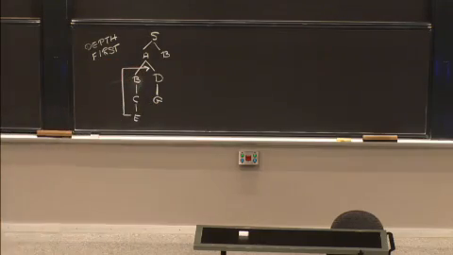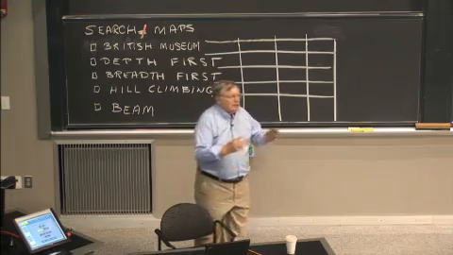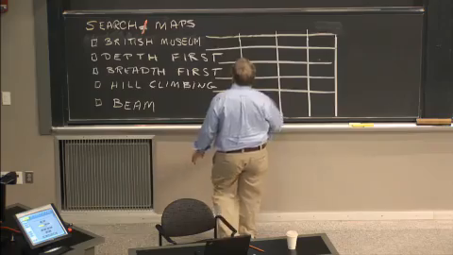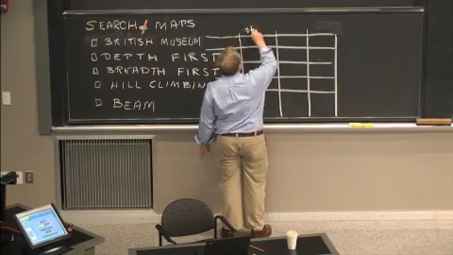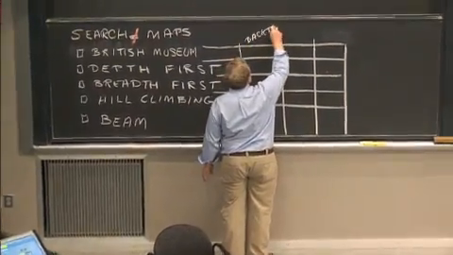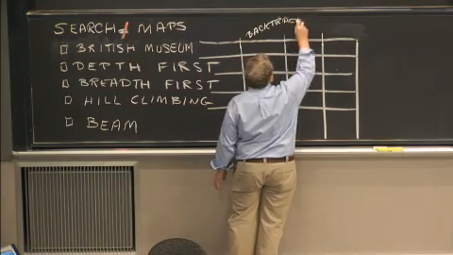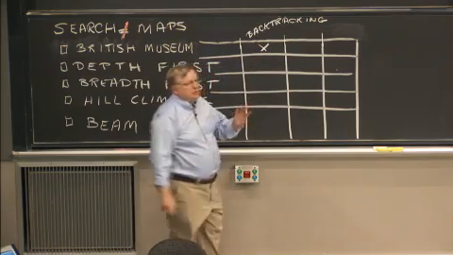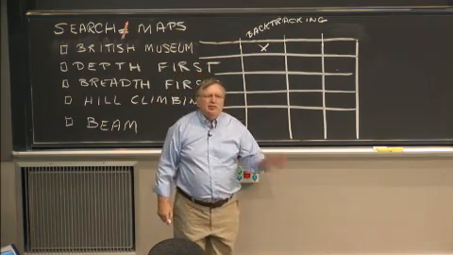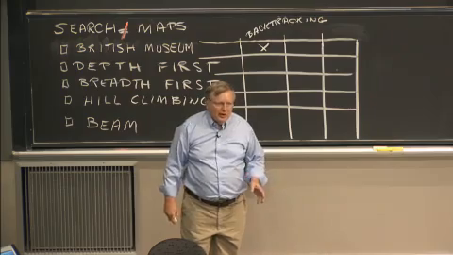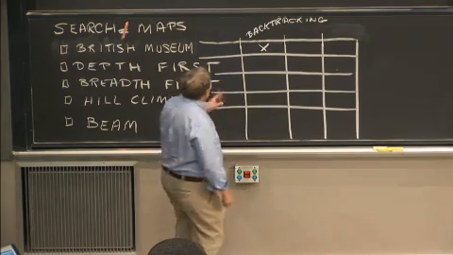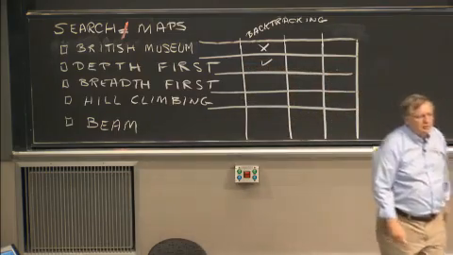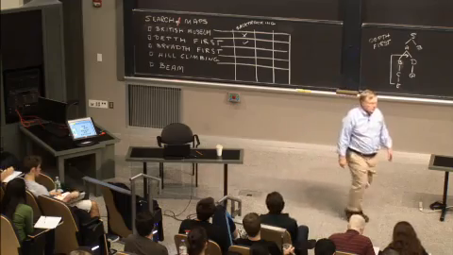So we're going to make a little table here of things that we can embellish our basic searches with. And one of the things we can embellish our basic searches with is this backtracking idea. Now, backtracking is not relevant for the British Museum algorithm because you've got to find everything and you can't quit when you found one path. But you'd always want to use backtracking with DepthFirst Search because you may plunge on down and miss the path that gets to the goal.